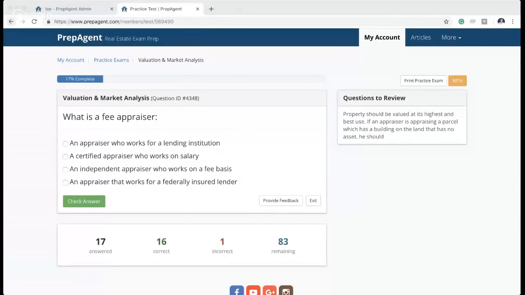Okay. So let's begin. Today we're talking about appraisal. It's also known as valuation and market analysis. It's all the same thing.